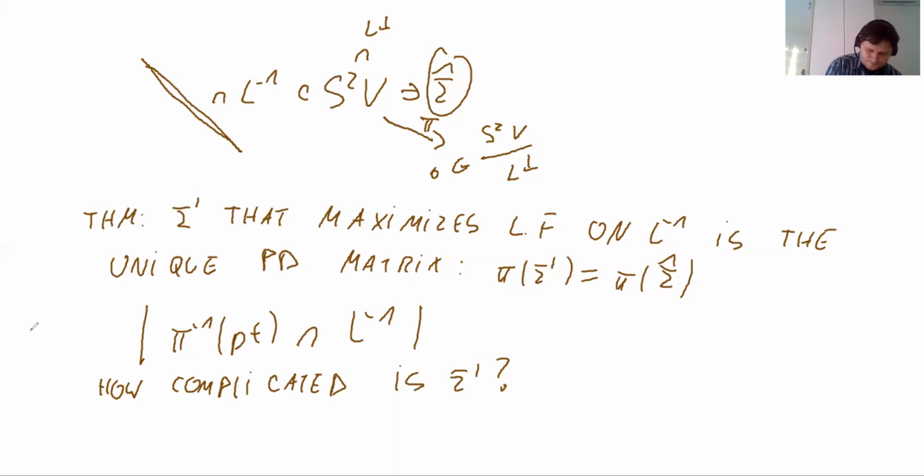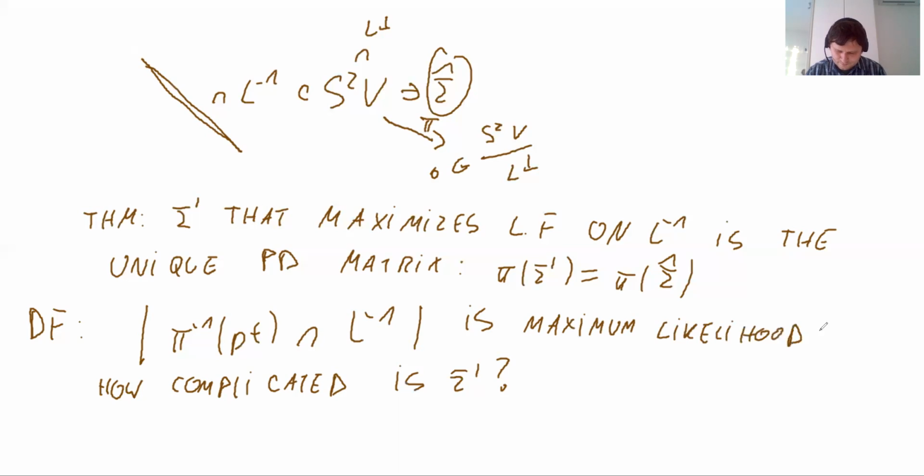So a definition: this cardinality is known as the maximum likelihood degree. And of course it depends on L. Over the complex numbers in the projective space, it basically does not depend on the chosen point, as long as the point is generic. So I here pass from the real to the complex, but the justification is that I am more interested in this number because this is the basic measure of complexity of the model.